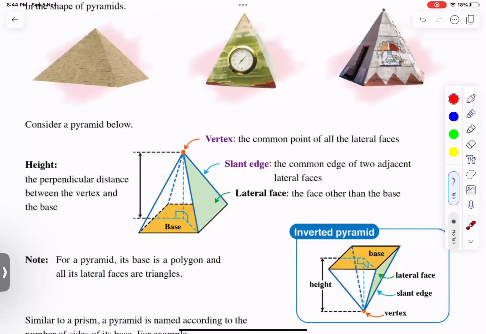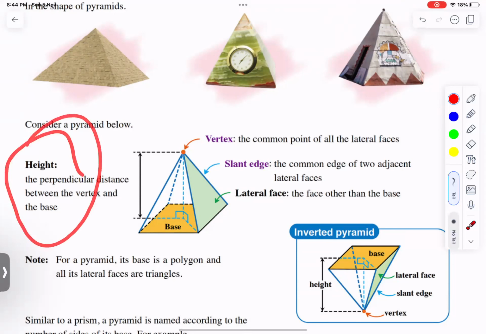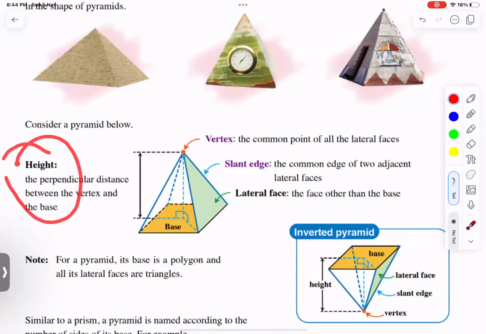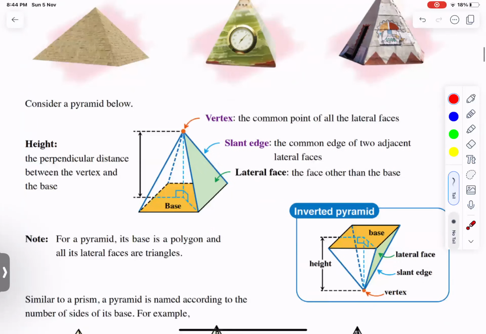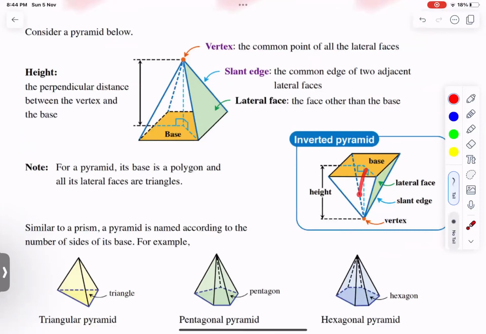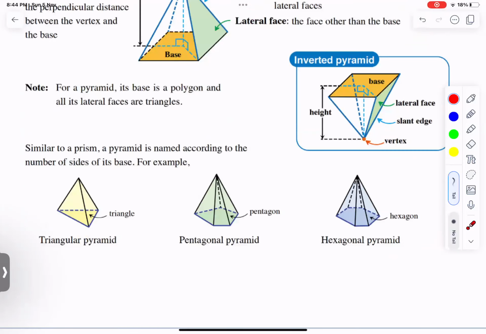And then another thing, what is height? Height is very important in this topic. Height means the distance from the top to the bottom. So these are the heights. From the highest point to the lowest point, the distance between them is called the height. Same goes for this one. Even if it's upside down, you still need to know the height is the distance from the base to the vertex.